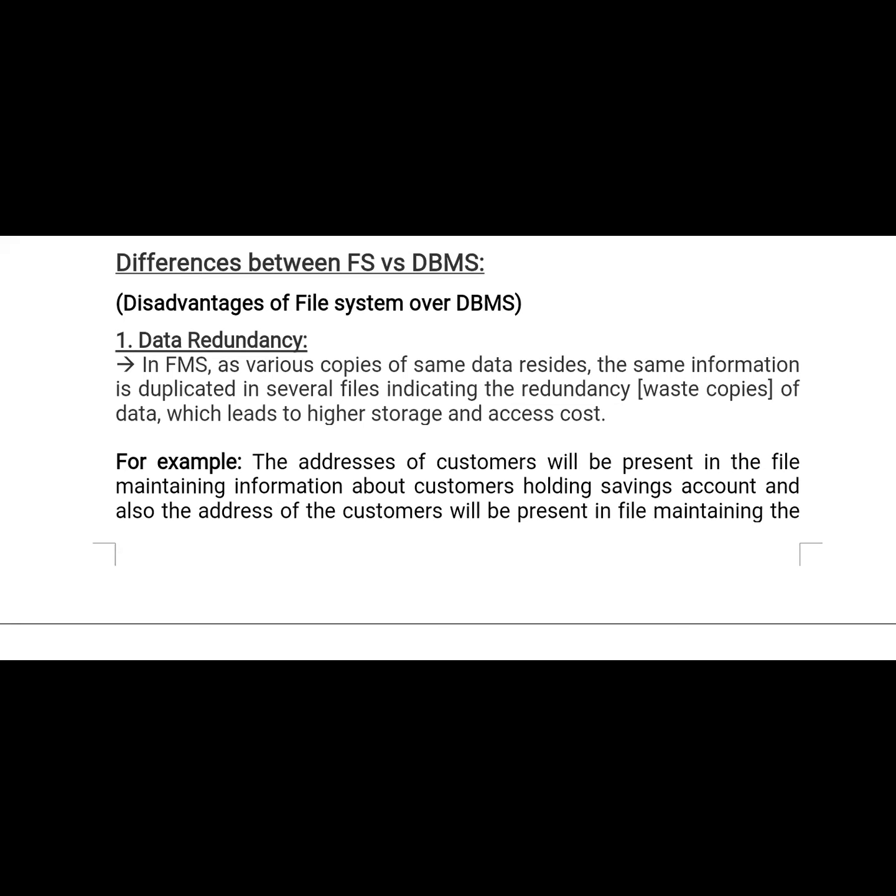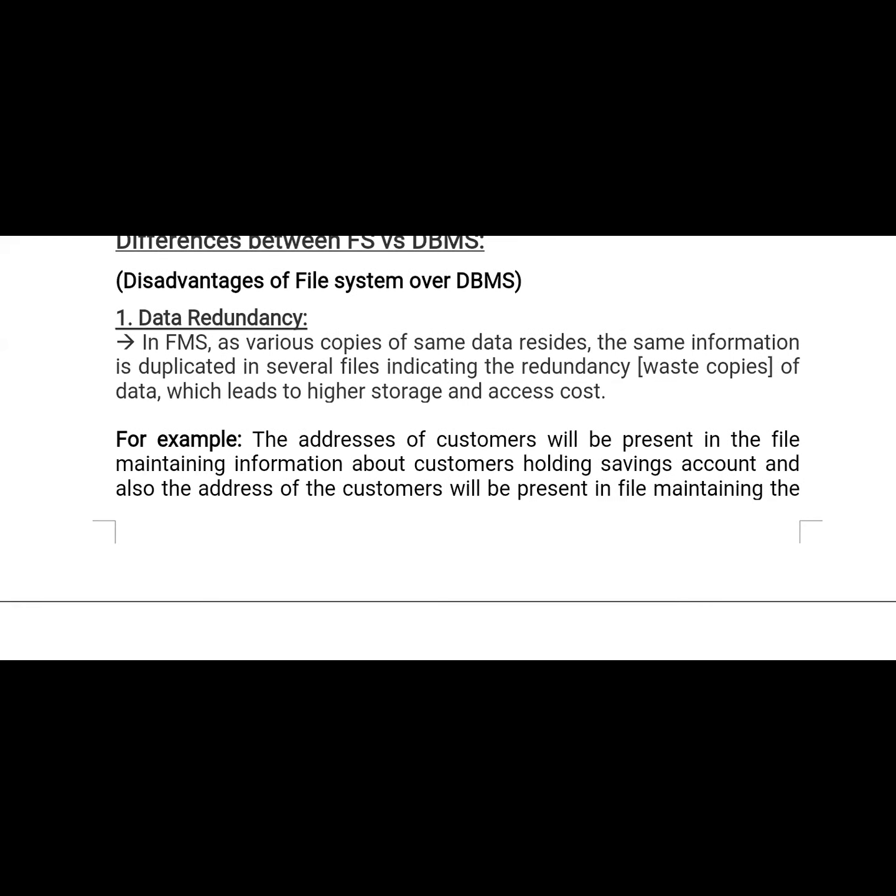Okay, so that type of thing is possible in the database management system. So here, in the file processing approach, the problem is data redundancy. FMS means file management system. In a file management system, various copies of the same data reside; the same information is duplicated in several files, indicating redundancy. So wasted copies of data mean higher storage and access cost.